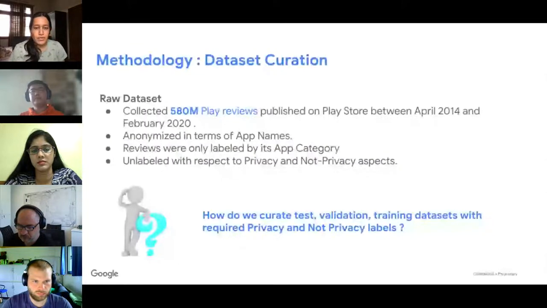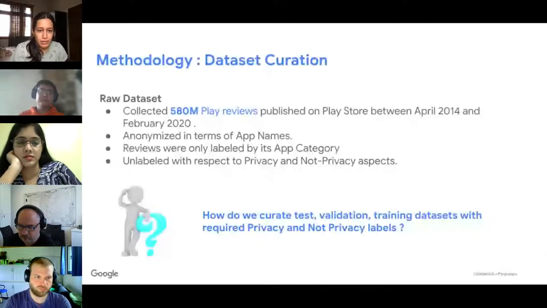So for the first step of dataset curation, we collected around 580 million Play reviews from Play Store between April 2014 to 2020. And we anonymized these Play reviews with respect to app names, and user information was also redacted from these reviews.